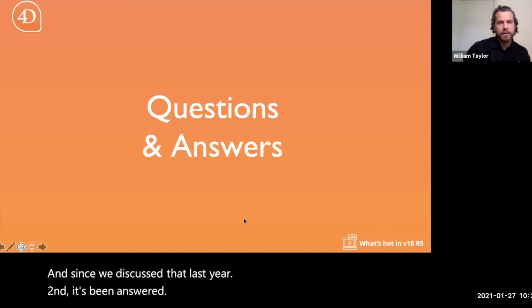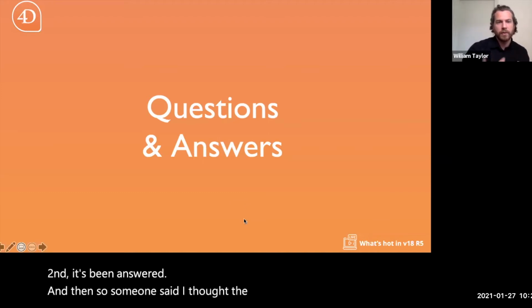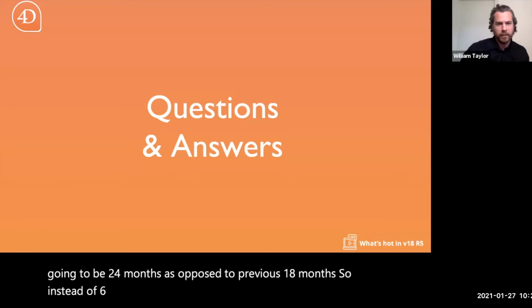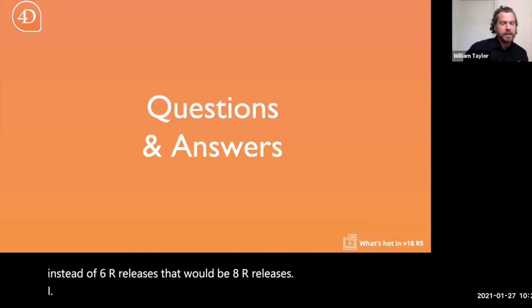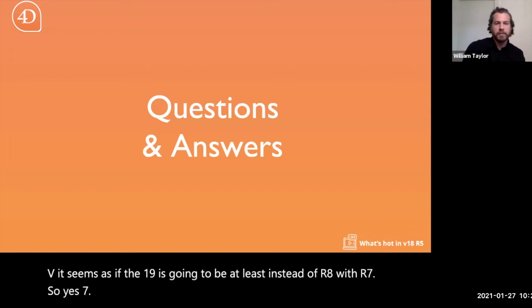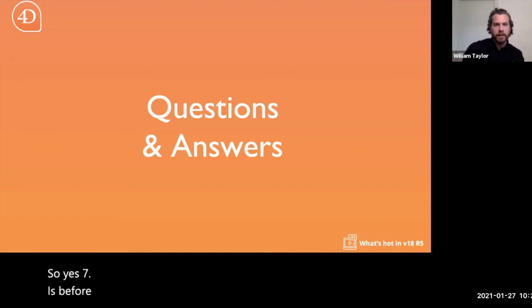Someone said, I thought the LTS release cycle was going to be 24 months as opposed to the previous 18 months, so instead of 6 R releases, that would be 8 R releases. It seems as if v19 is going to be released instead of R8 with R7. So yes, 7 is before 8. Therefore, it is early.